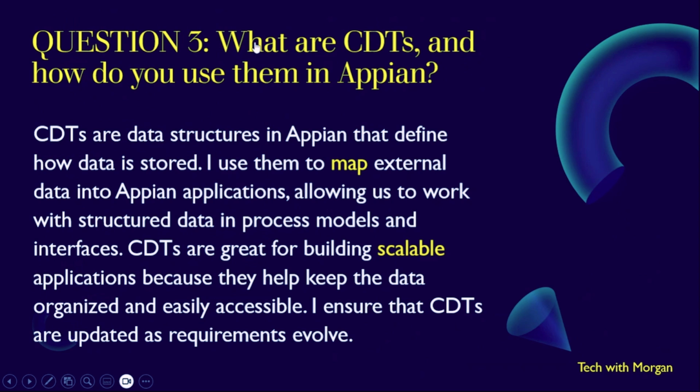Question 3. What are CDTs, and how do you use them in Appian? CDTs are data structures in Appian that define how data is stored. I use them to map external data into Appian applications, allowing us to work with structured data and process models and interfaces. CDTs are great for building scalable applications because they help keep the data organized and easily accessible. I ensure that CDTs are updated as requirements evolve.